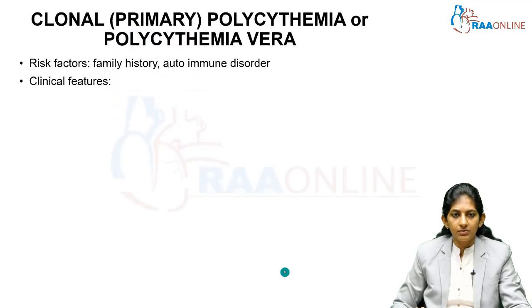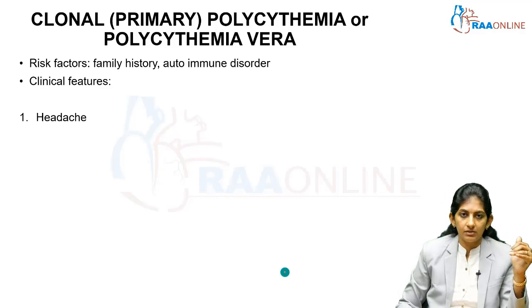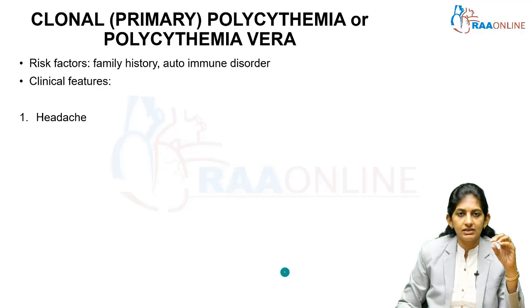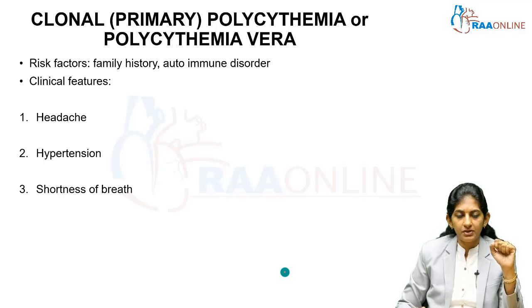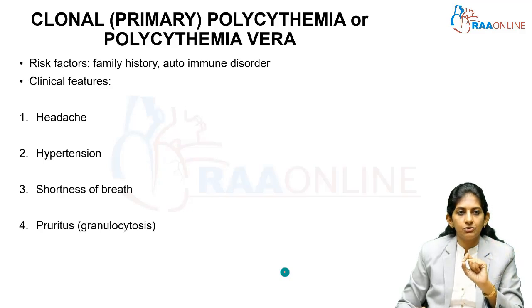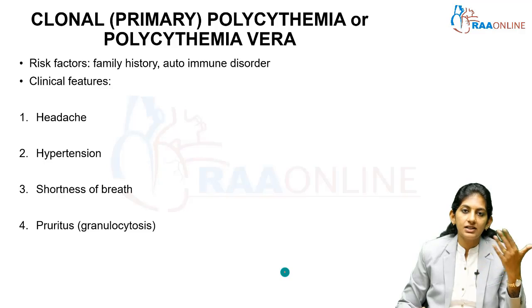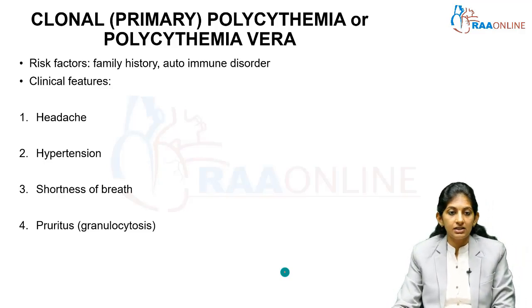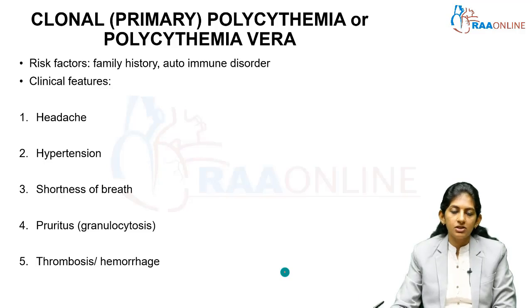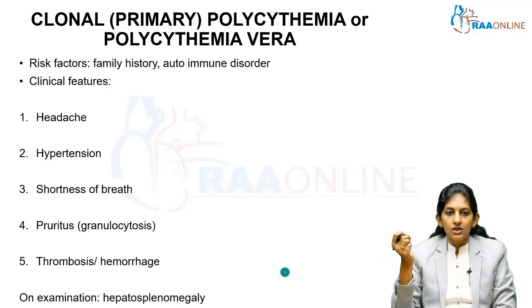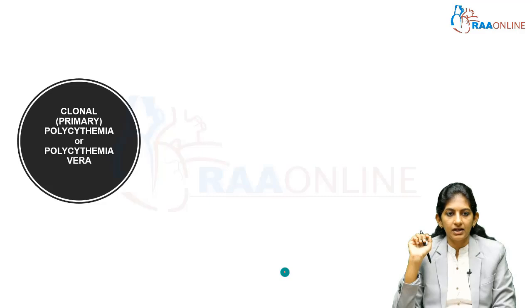So, the primary polycythemia mostly runs in families. It can be associated with other autoimmune disorders. So, what are the symptoms? Because of polycythemia, there is a hyperviscosity state. So, it causes headache, hypertension, shortness of breath, and pruritus whenever there is granulocytosis. Isolated erythrocytosis does not cause pruritus. Whenever there is granulocytosis, release of histamine and other mediators will cause pruritus, and thrombosis or hemorrhage can occur due to thrombocytosis. On examination, primary polycythemia patients can have hepatosplenomegaly.